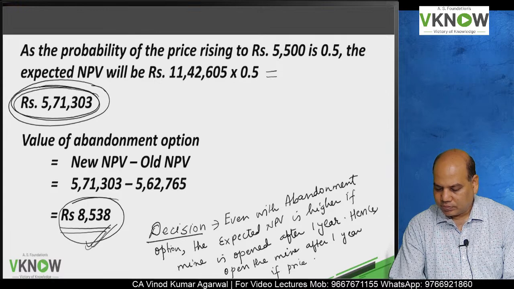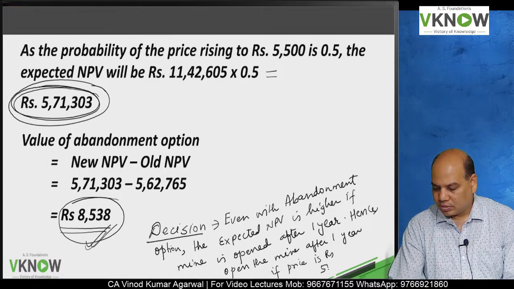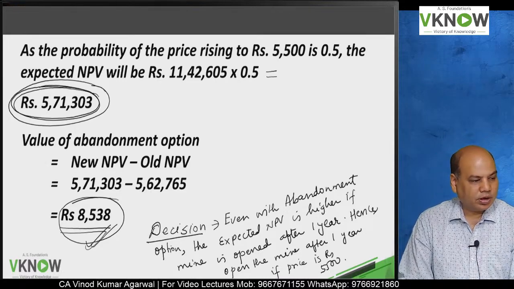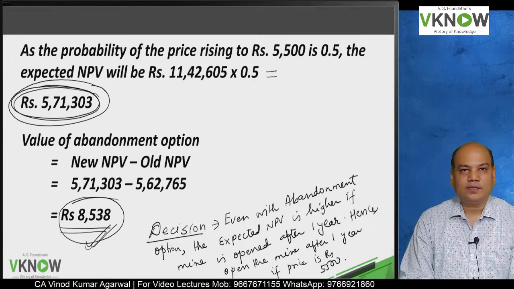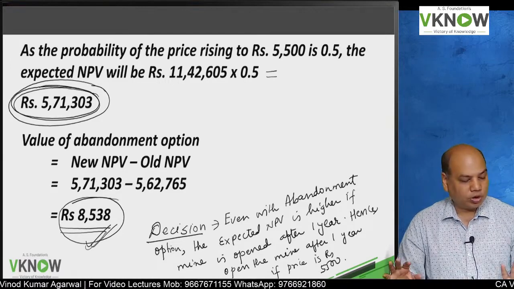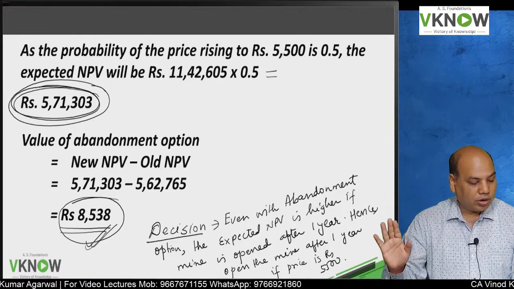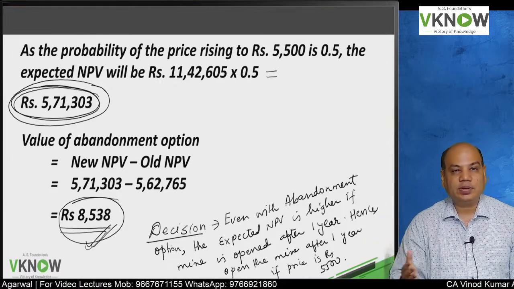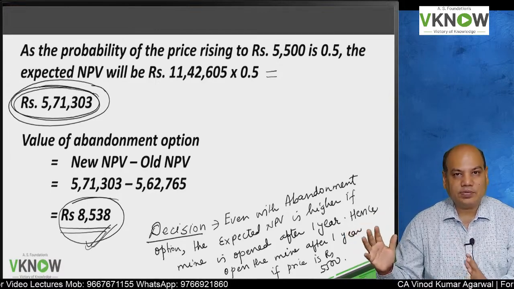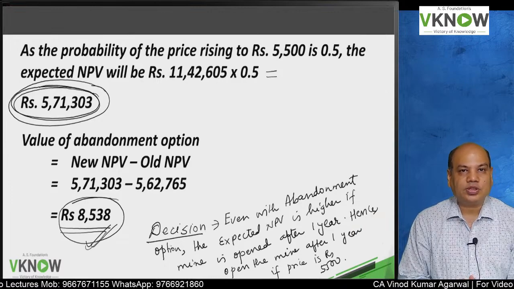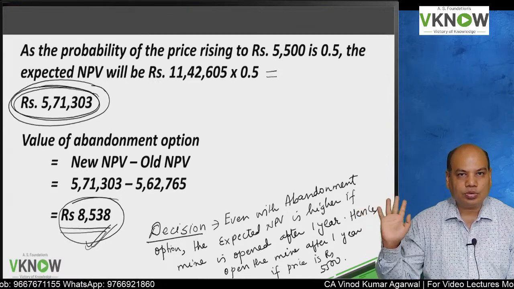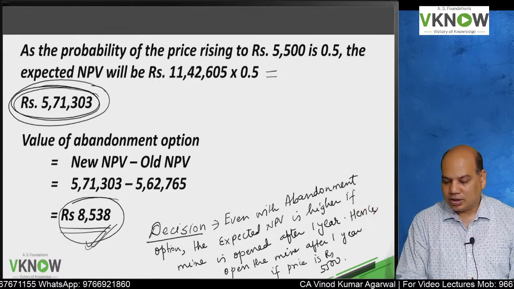Open the mine after 1 year if the price is rupees 5500. So you have to conclude with the decision. Would your answer change if there is an abandonment option? In this problem, my answer still remains the same even if there is an abandonment option, because expected NPV is higher even with abandonment option in case 2 only. Now from my side, the answer is over.